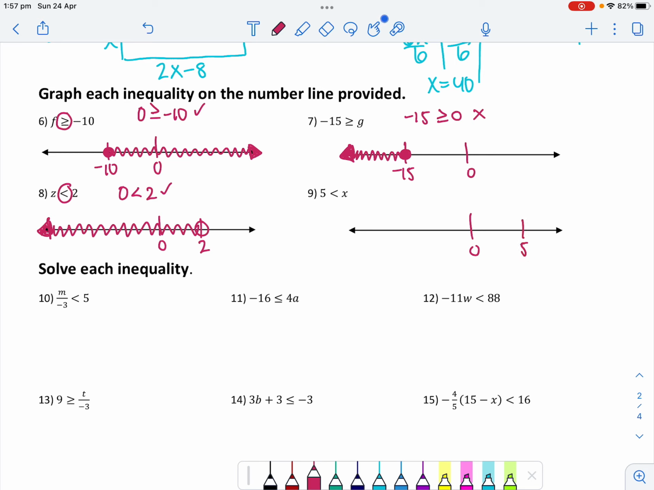Here, 5 goes on the right-hand side of 0. And when I use 0, is 5 less than 0? That is going to be a no. So I'm going to have an open point, and then I'm going to go opposite of 0. Okay, so if 0 is true, go towards 0. If 0 is false, go away from 0.